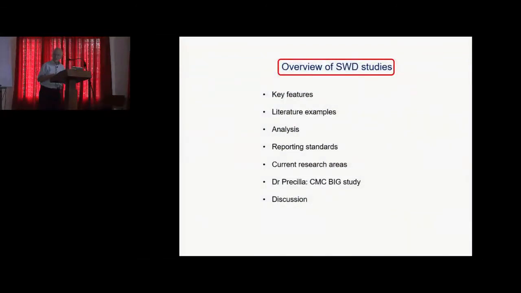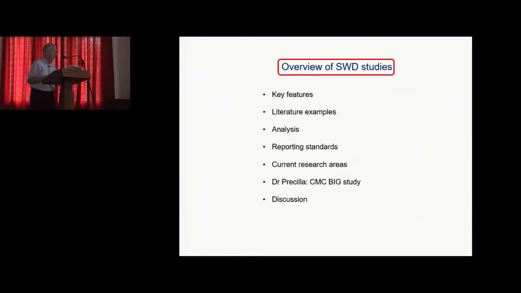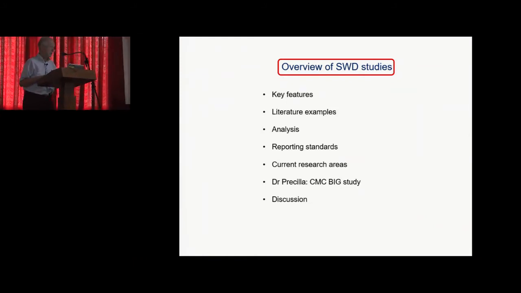So this is the overview, and this will be a fairly brief presentation here, just with the main points. Some of the key features in the design, a couple of examples, how you do the analysis, how you should report them, which is useful. And then it was supposed to be Dr. Priscilla, who's one of the investigators on the big study. She is, as you heard, not actually here. And then we can have some discussion. And I have a few more questions about the brain injury study as well, just to sort of clarify how it's actually worked out in practice for that particular study.